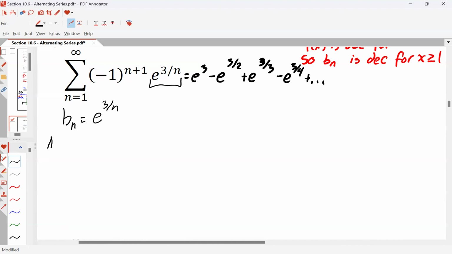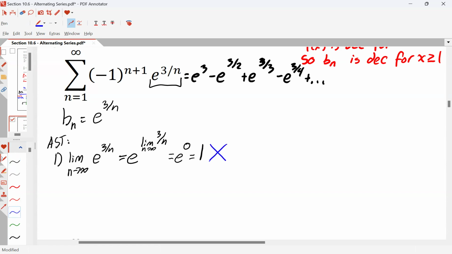For the alternating series test, we have two properties to check. The first is the limit as n goes to infinity of b sub n. We want to check, is this 0? Well, this limit is the same as e to the limit of 3 over n. And 3 over n, as n goes to infinity, goes to 0. So this is e to the 0, and anything to the 0 is 1.